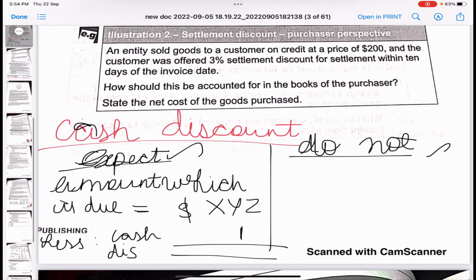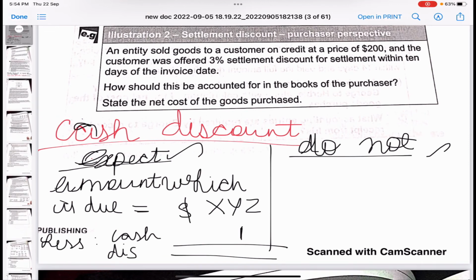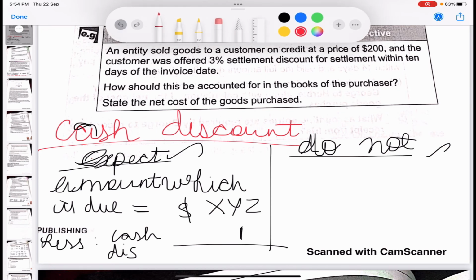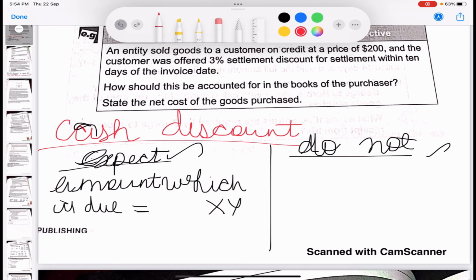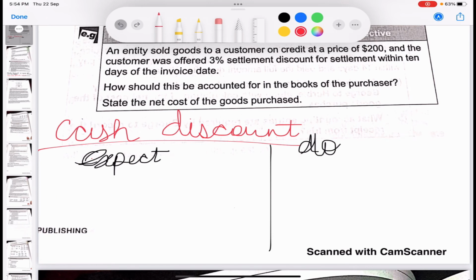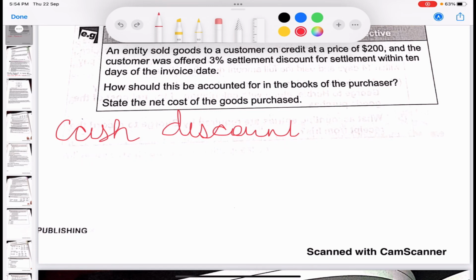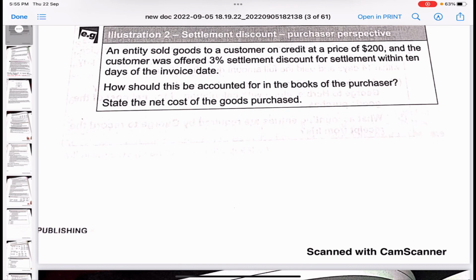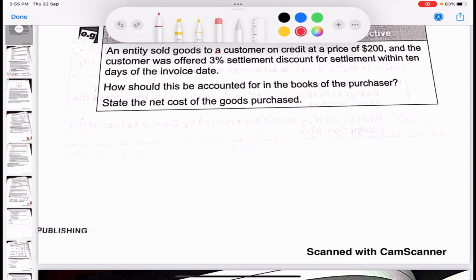So what's the illustration? An entity sold goods to a customer on credit at a price of $200 and the customer was offered 3% settlement discount for the settlement within 10 days. How should this be accounted in the books of the purchaser? State the net cost of the goods purchased. Okay. So there was this entity and this entity sold the goods to the customer on credit for 200 and then the customer was offered 3% settlement discount.